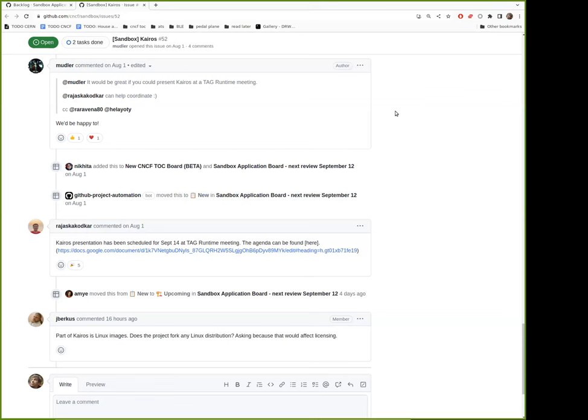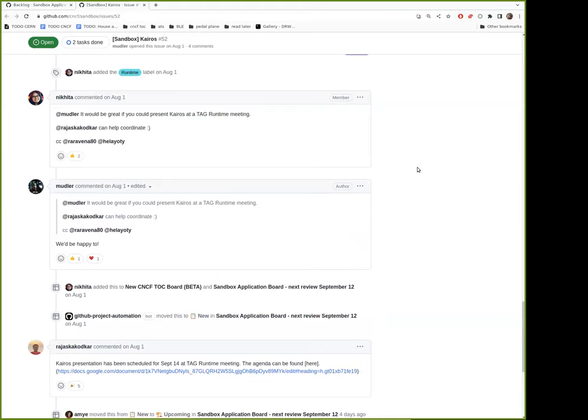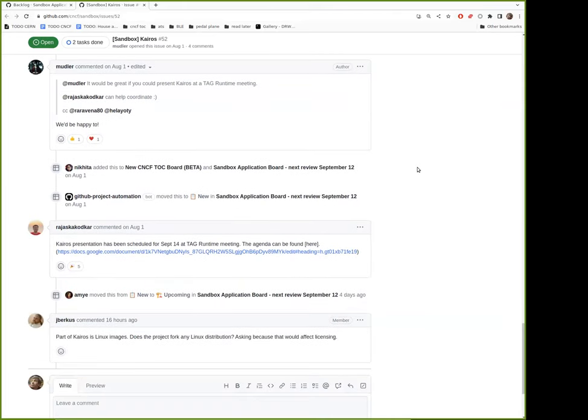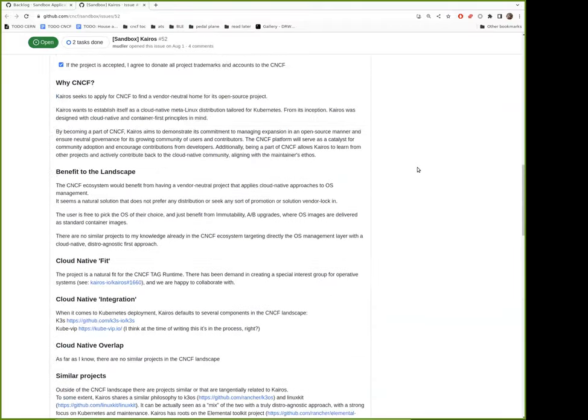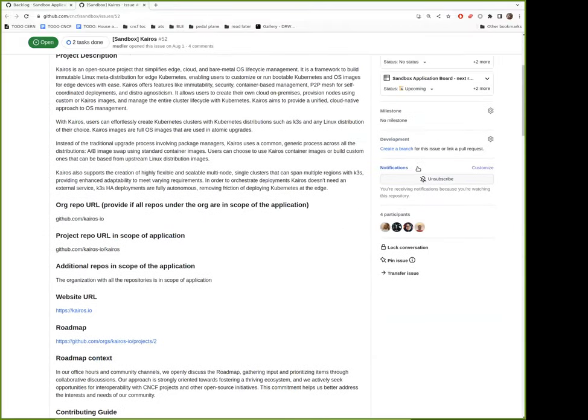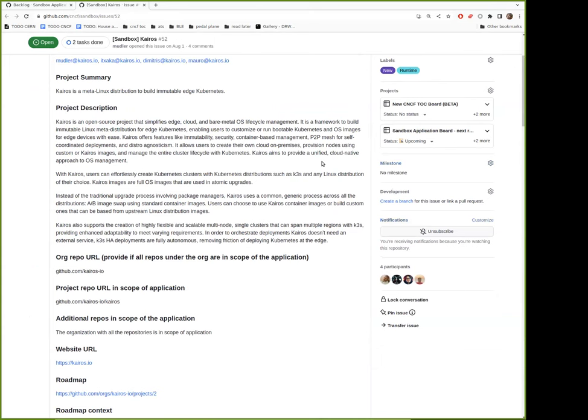Also, this project is to build another immutable Linux distribution. Is that Linux layer or Linux OS part of the, do we have any project like this? Which is like a Linux distribution. Yeah, but there's a whole space behind these special purpose operating systems. So we have also created a special purpose operating system working group, so the possibility is also open to work with that working group.